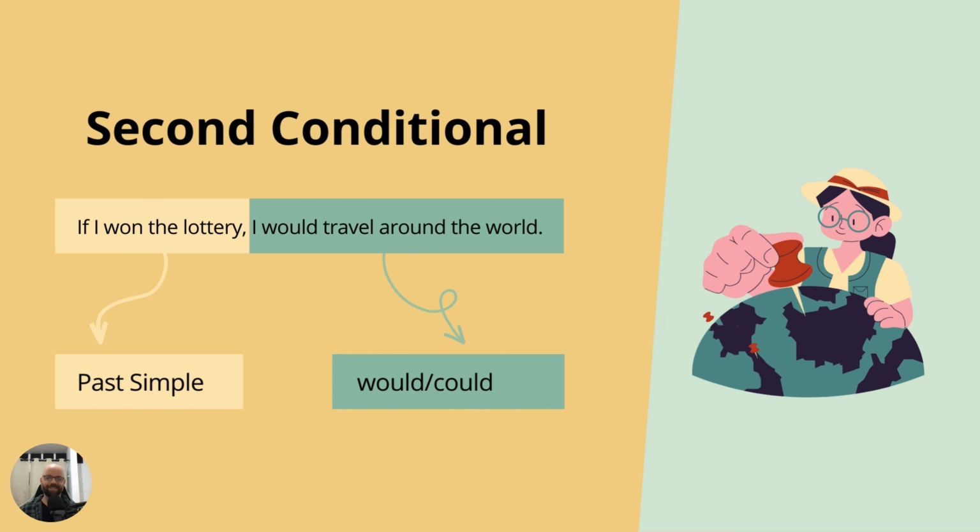By the way, these conditionals are reversible. That's right. You can flip them around. For example, this one reads, if I won the lottery, I would travel around the world. But you can flip it like this. I would travel around the world if I won the lottery.